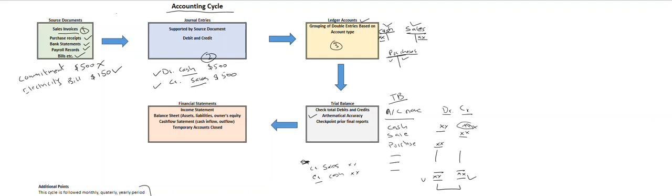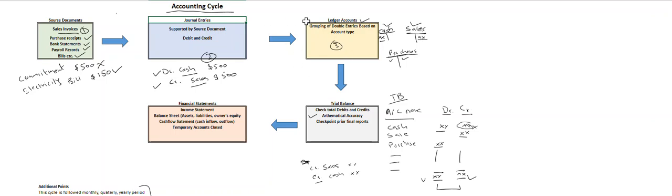So where were we? In part 1 we discussed the source documents. What are the source documents? Then based on the source documents, we pass the general entries, which would be here.